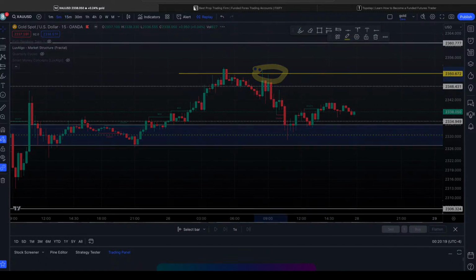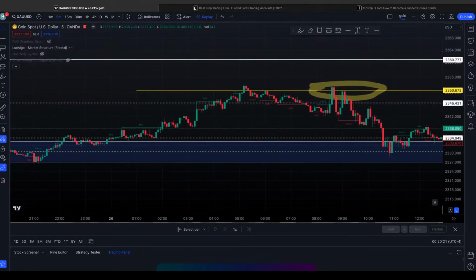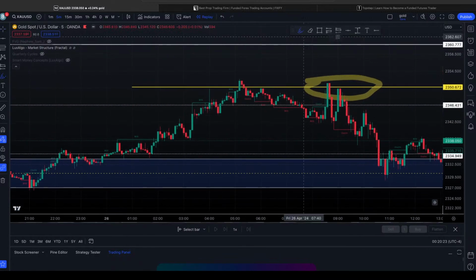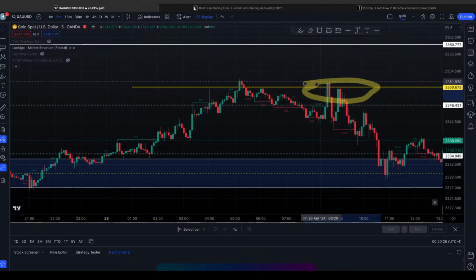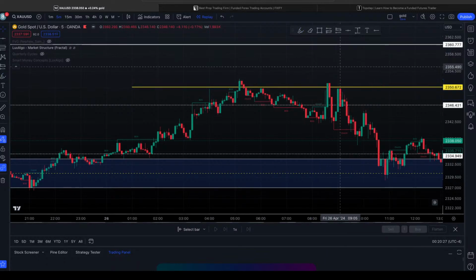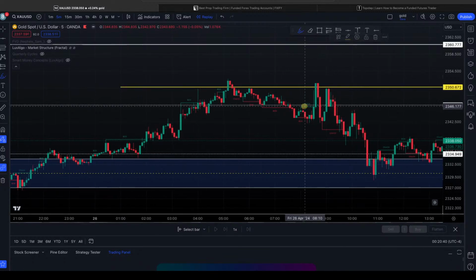So at this point, we were above this true open. That was also an indicator, because when you're above the true open, you're looking for sells. When you're below the true open, you're looking for buys. So at this point, we were looking for sells, and everything lined up perfectly. We're above the true open.